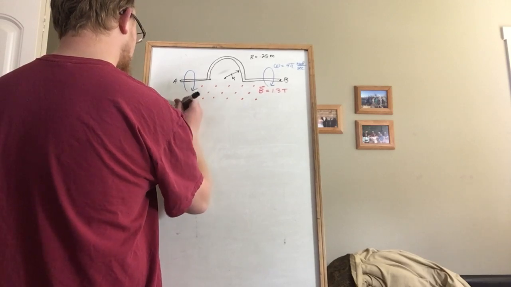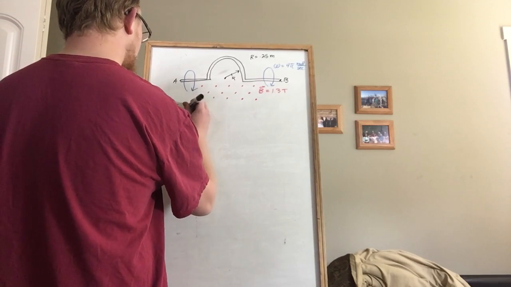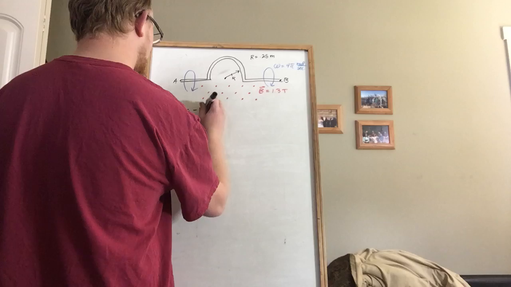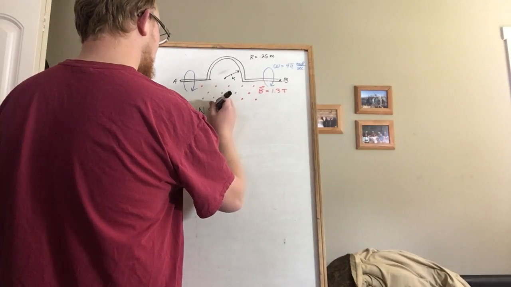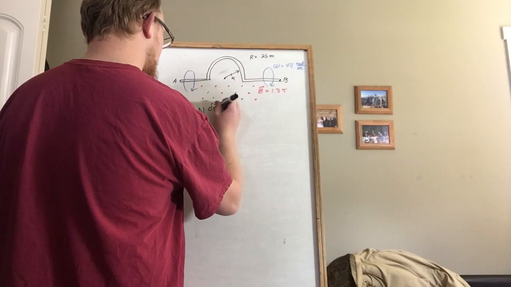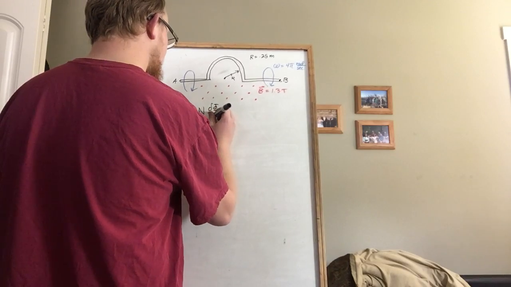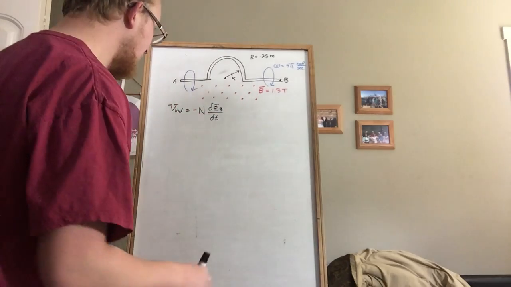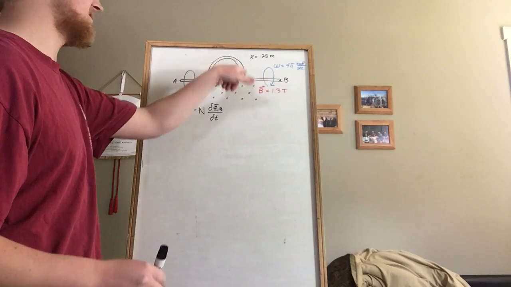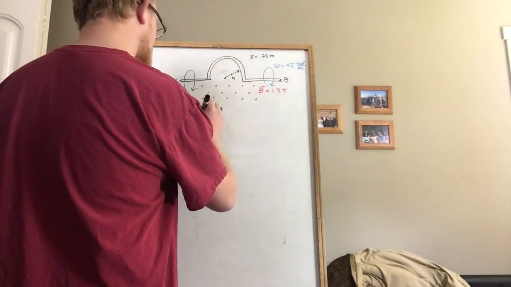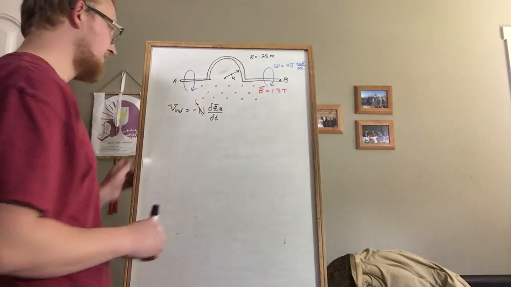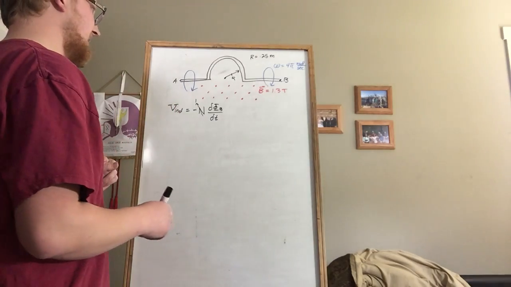We say the voltage induced is equal to negative the number of coils in the loop times the change in magnetic flux with respect to time. Now, we know that this only has one loop, so in other words, N is just 1. So that takes care of that.